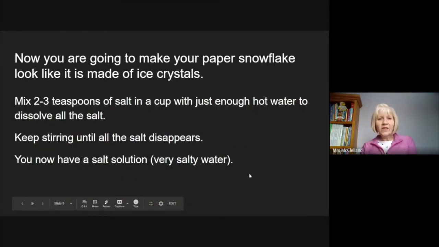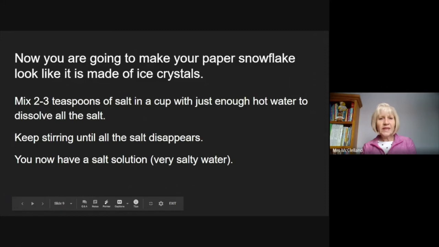When you've done that, you're onto the cooking part, which isn't really cooking because you're not going to do any eating. You're going to have to make a solution of salty water. And this is what's going to make your paper snowflake look like it's made out of ice crystals, not made out of paper. So if you get your salt and you mix 2 or 3 teaspoons of salt in a cup with just enough hot water to make the salt disappear, to make it dissolve, stir it up.